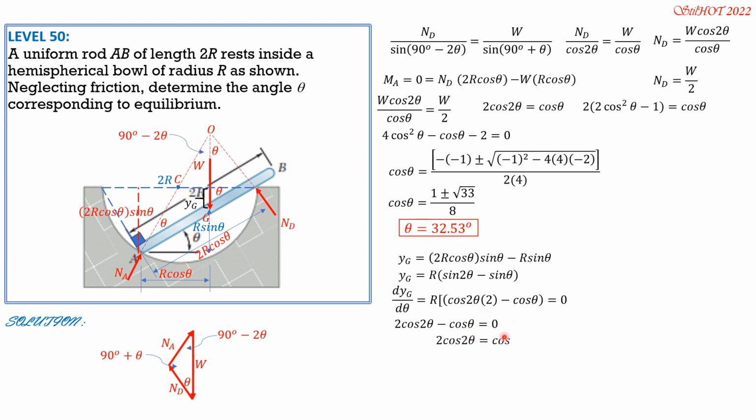Transpose cosine theta to the right, so 2 cosine 2 theta equals cosine theta, which is the same equation as here. Therefore, this will arrive at the same answer because the solution will be the same. So theta is really 32.53 degrees.